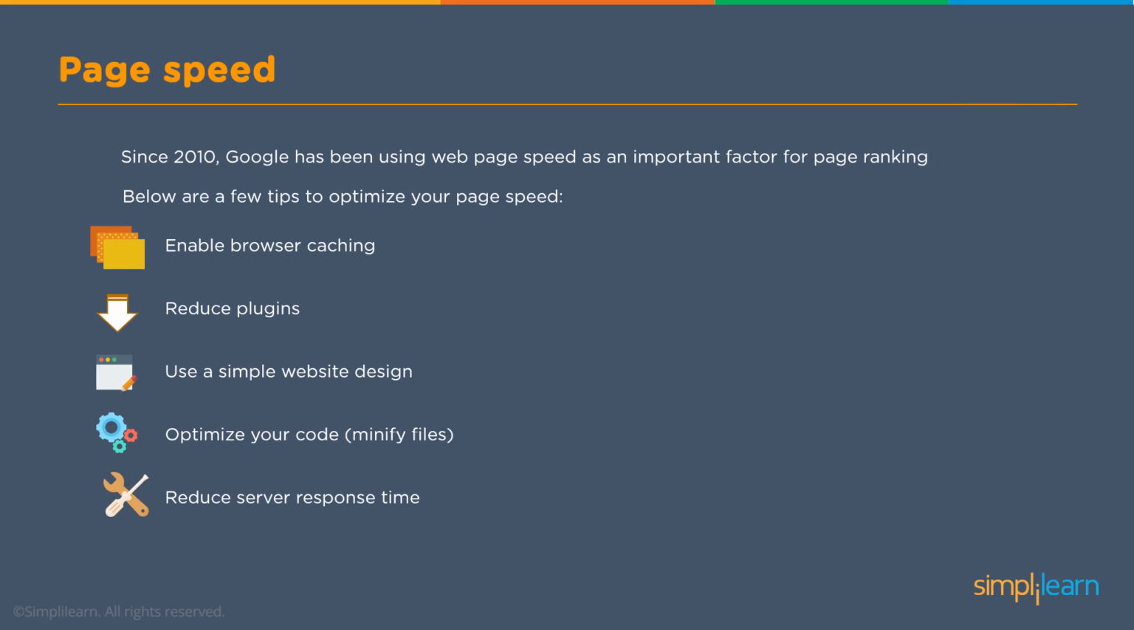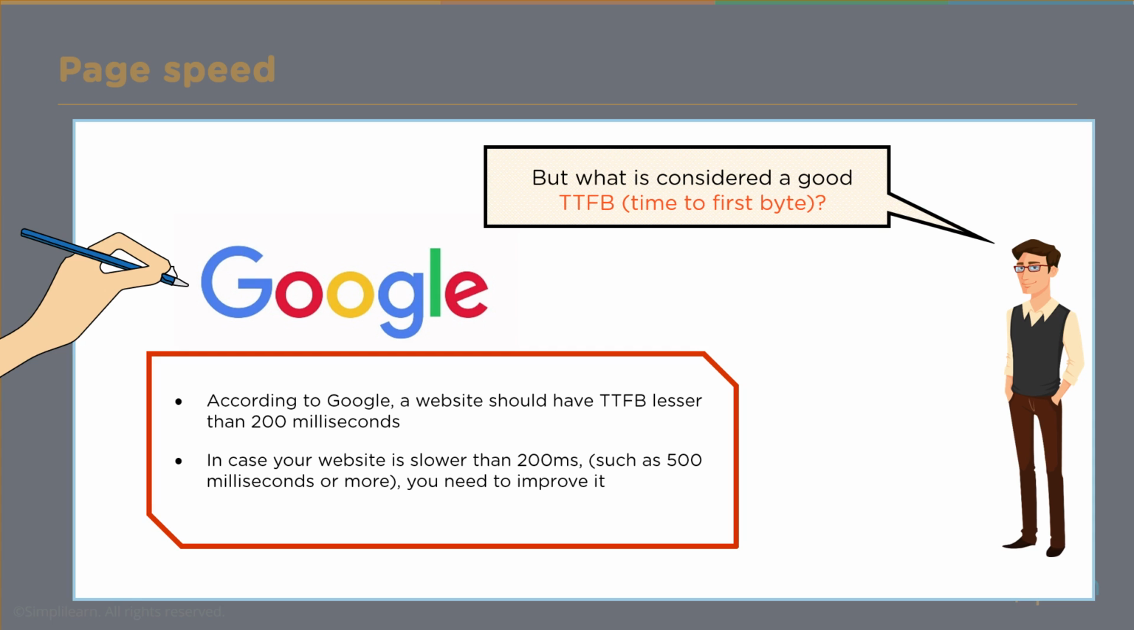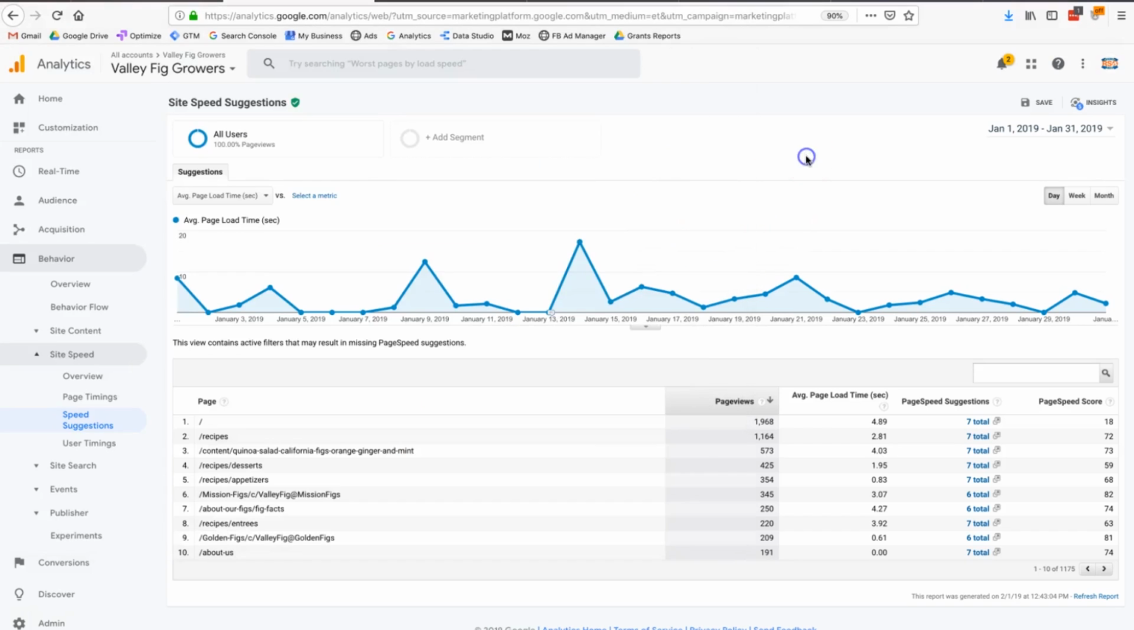Again, these are just some of the common issues with page load time. There could be other factors, so leaning on those PageSpeed Insights reports will definitely help reduce page load time. According to Google, a website should have a time to first byte of less than 200 milliseconds. Milliseconds is very, very fast. So in case your website is slower than 200 milliseconds, such as 500 milliseconds or more, you need to improve it. You don't even have to measure it by milliseconds. You can even go by seconds, which is what most of us count time.